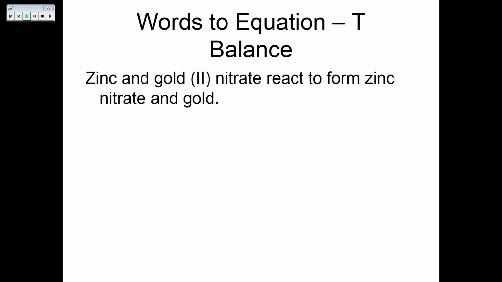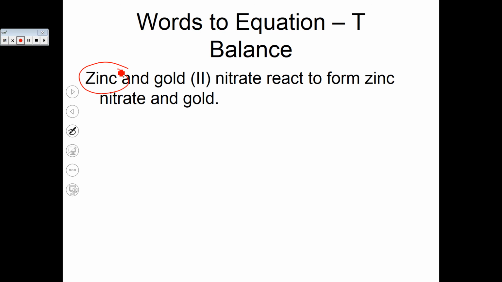Okay, so let's take a look here. For example, we have zinc plus gold 2 nitrate reacts to form zinc nitrate and gold. So zinc, because it's not with anything, it's elemental. Now, do not put a 2 there. I just told you about diatomic gases. That is only for those 7. If anything else is by itself, it just gets written as Zn.